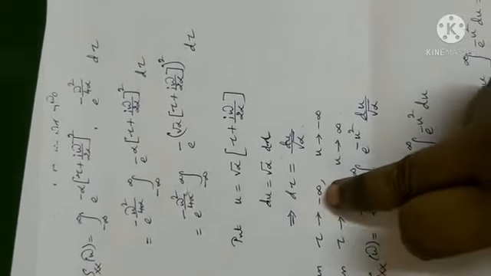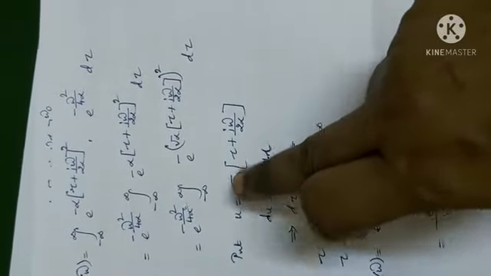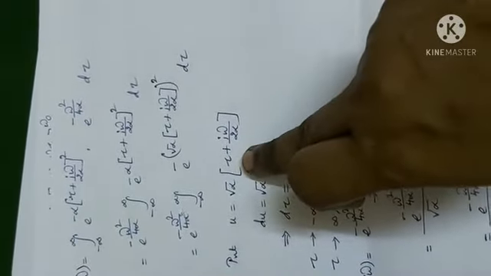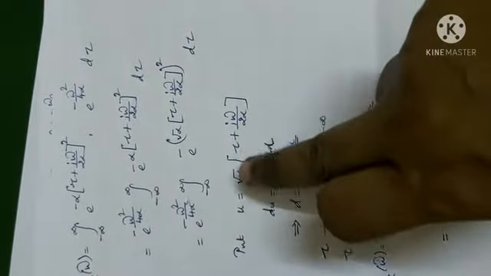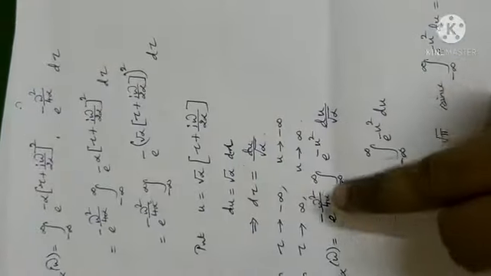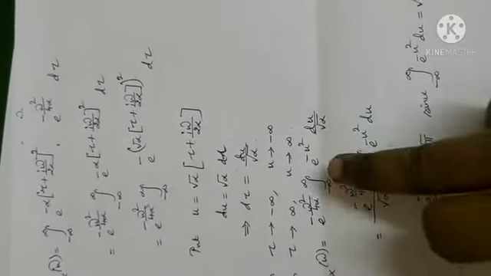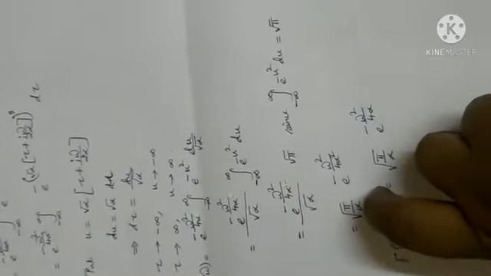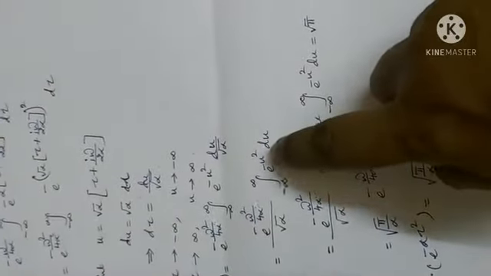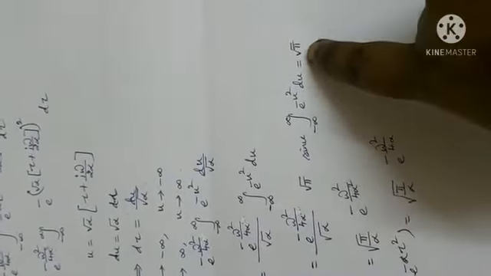Tau tends to minus infinity. When tau tends to minus infinity, u will also tend to minus infinity. When tau approaches plus infinity, u will also approach plus infinity. So let us write, right? Take this term root alpha outside. And we have already studied this in multiple integrals. In multiple integrals, we have proved the integral from minus infinity to plus infinity of e power minus u square du is root pi.